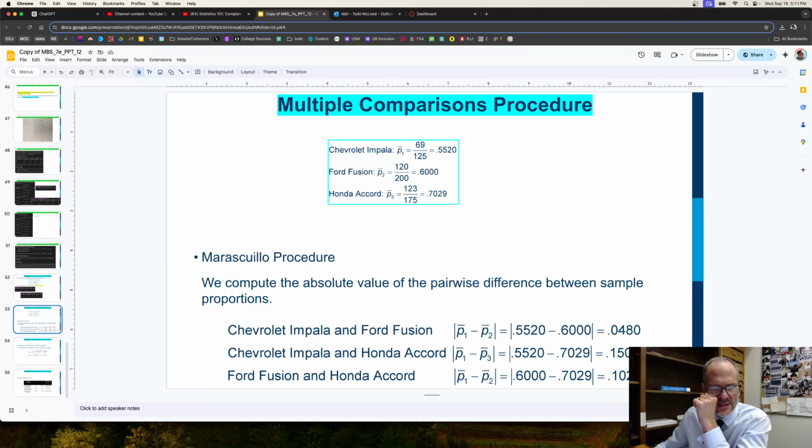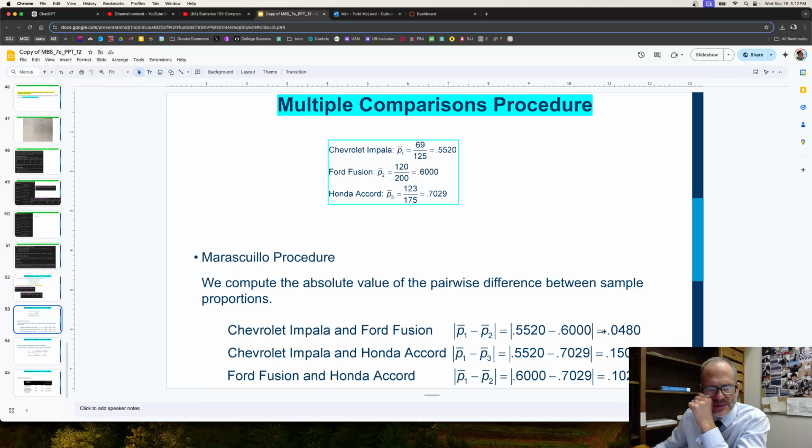And in this procedure, the Marascuilo, we compute the absolute value of the pairwise difference between sample proportions. So P1 minus P2, right? 55 minus 60, and then this one minus that, and then this one minus that. So you're just finding differences between those two. Here are the differences, right? The difference between 70 and 55 is 15, between Accord and Impala. We kind of already did that in the previous slide, just with our mind.